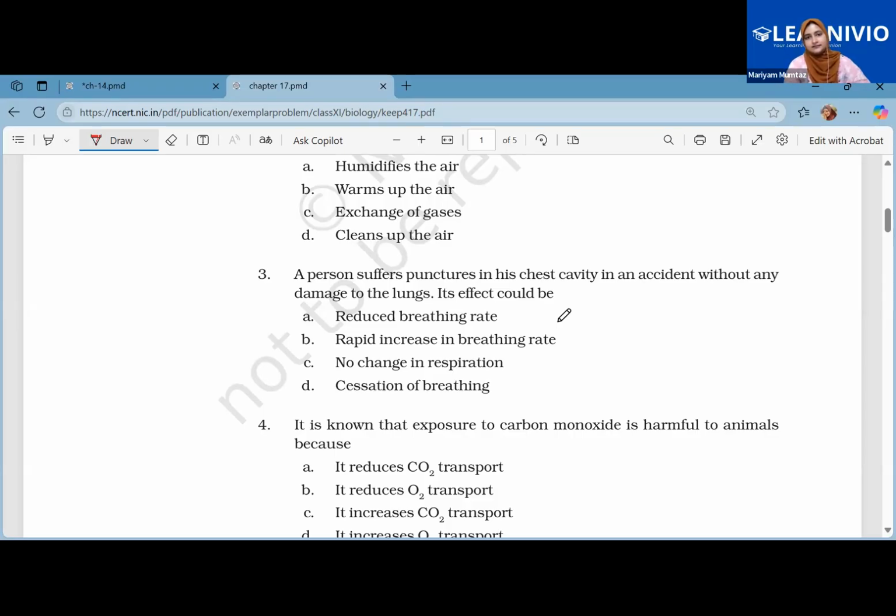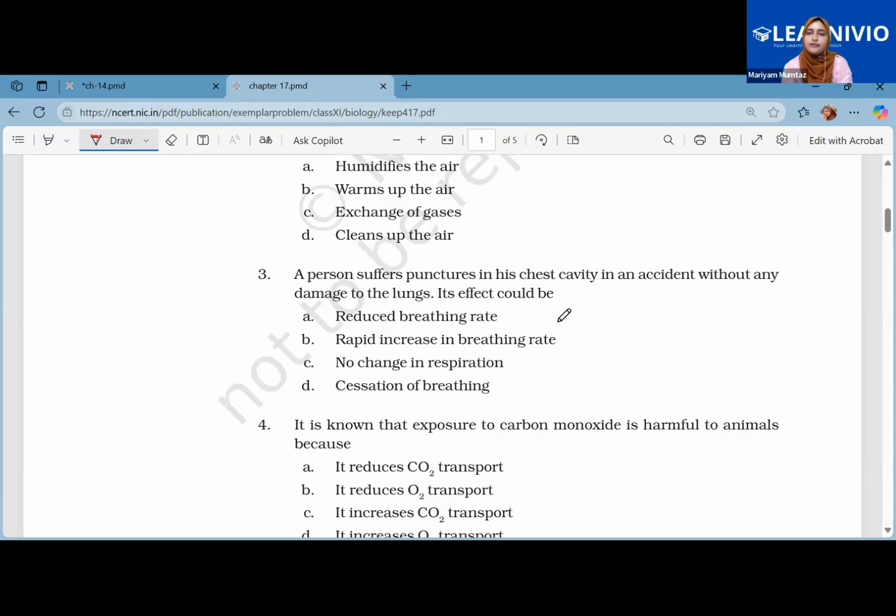Ma'am, B, because the chest cavity and the pulmonary cavity are related. Which one, B or D? It's B, not D. It won't be D. Then what would be the answer? Three of you have three different answers. One by one, tell me your answers and explain them to me also. B. Who says B? Maha says B. Rapid increase in breathing rate.